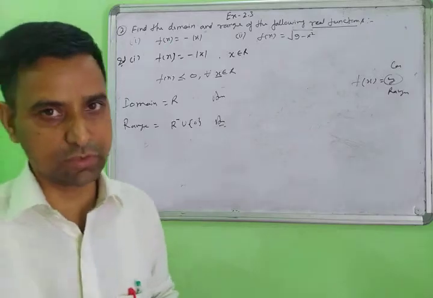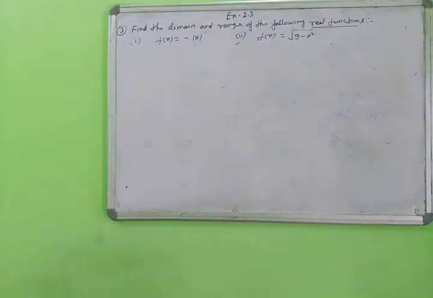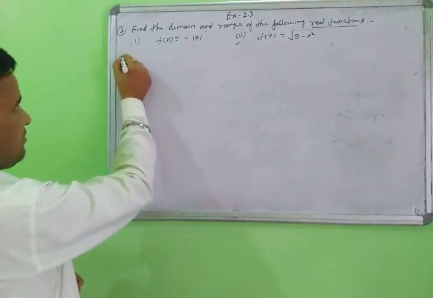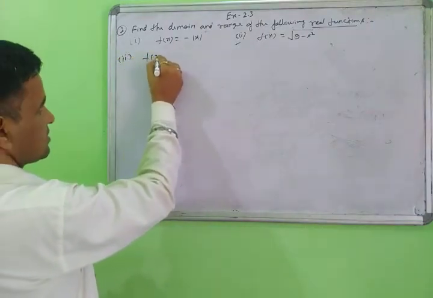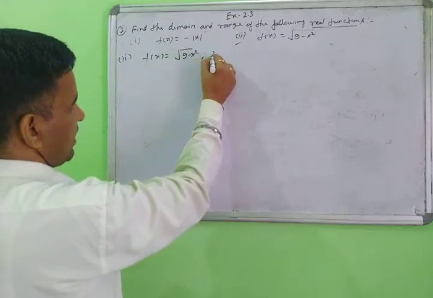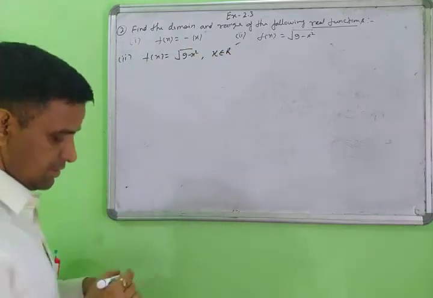Yes, note down the next question. Yes, the first part is completed. Now start the second part. The second part is f(x) = root of (9 - x square), where x belongs to the real numbers.